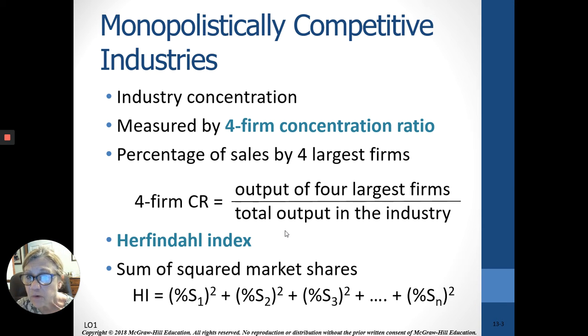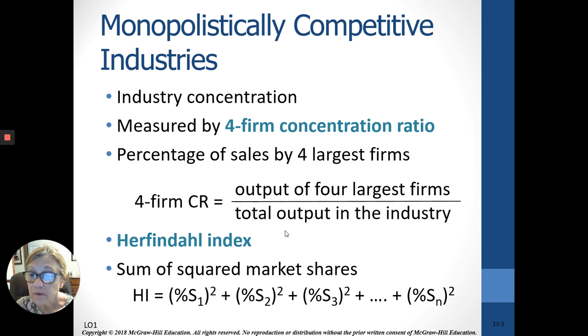It is measured by the four firm concentration ratio. You really don't need to know anything about the Herfindahl index. I don't see that mentioned that often, but I do see the firm concentration ratio mentioned. In fact, the Justice Department often looks at this when deciding whether to allow a merger. So that is the percentage of sales by the four largest firms in the industry.